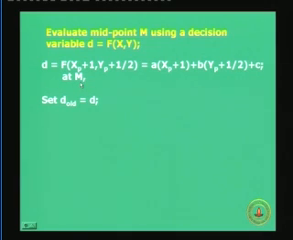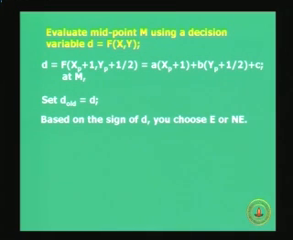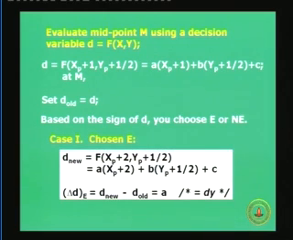Let us say you set d old equal to d. This is the old variable. I define a new variable d old equal to d, and then based on the sign of d, you actually don't have to look into the value of d anymore. You will have to find out whether the decision variable d is positive or negative at m, and based on that you choose one of the east or northeast pixels. So, assuming you have chosen one of them based on the sign of d, you will have two different cases.